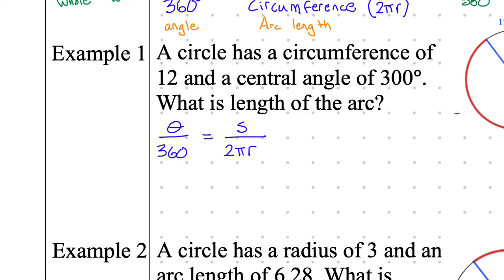All right. Someone talk to me. What do we know? And if you have your card, please raise it. Yeah, Andres. We know that the central angle... What about the central angle? Circumference of 12 and the central angle of 300 degrees.